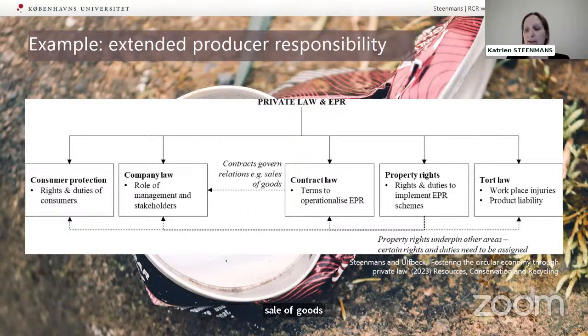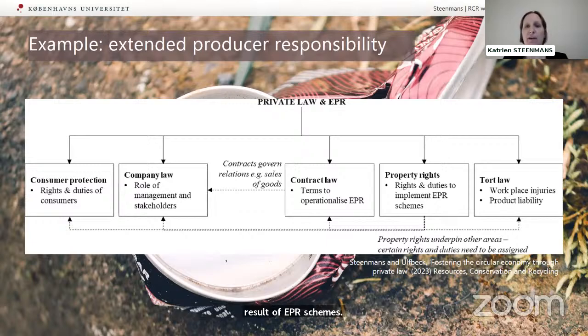There's also company law, which is relevant to the role of the producer company's management and stakeholders in implementing EPR schemes. Or a final example is tort law. If EPR is implemented in terms of liability, then there may be product liability implications of EPR or impacts of goods being used in secondary markets as a result of EPR schemes.